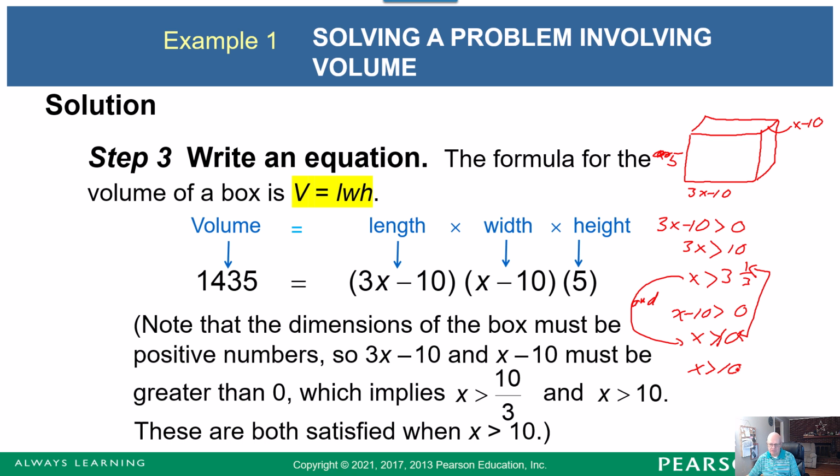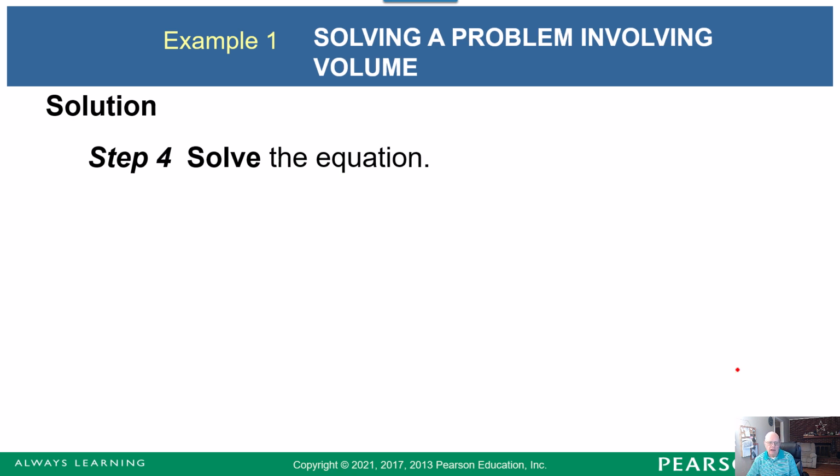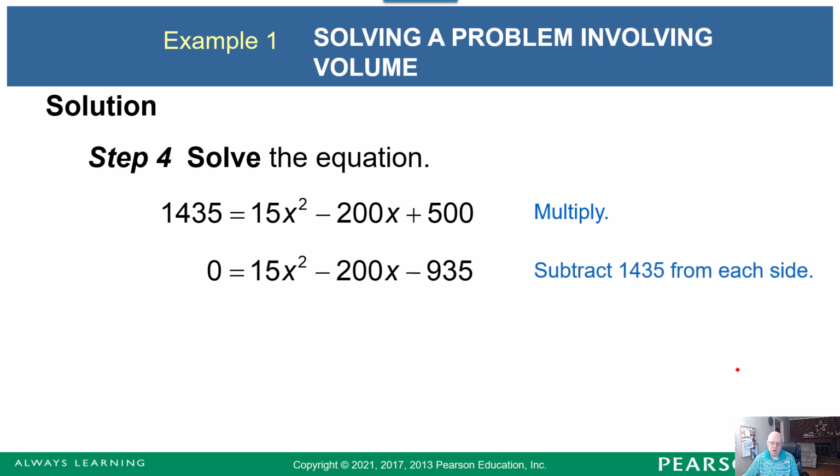So, let's get to the equation. And there's our equation with the right side multiplied out. Next, we'll subtract the 1435 from both sides. Why? Because we need the 0 on one side of the quadratic equation so we can solve it. Whether we use factoring or whether we use the quadratic formula, it doesn't matter. We have to start with 0 on one side.